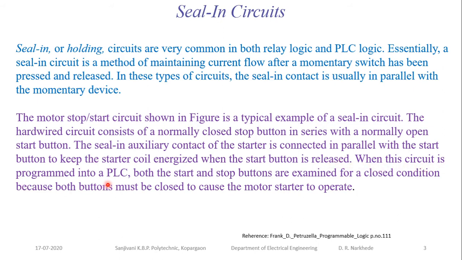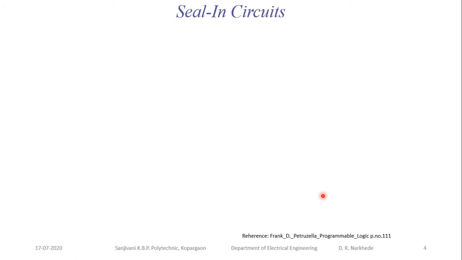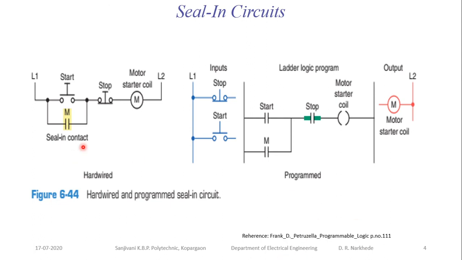When this circuit is programmed into the PLC, both start and stop buttons are examined for closed condition, because both buttons must be closed to cause the motor starter to operate. Now this is the diagram. How are you going to implement this? This is my start push button, this is my stop push button. We are not using push and hold type buttons; this is a push and release type button.